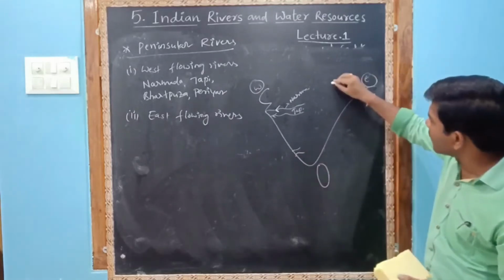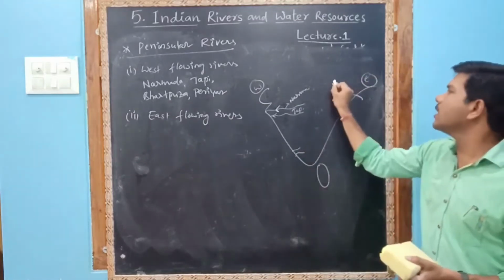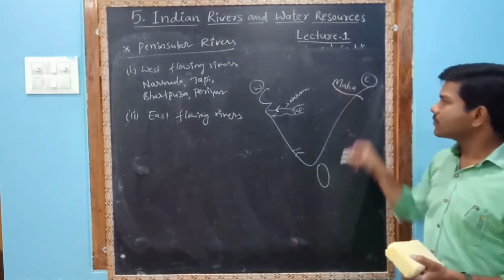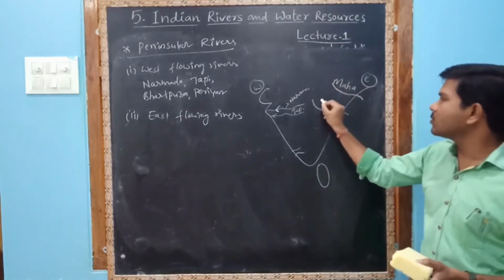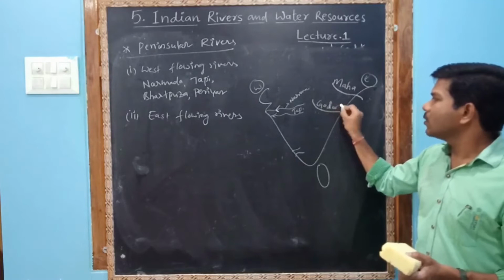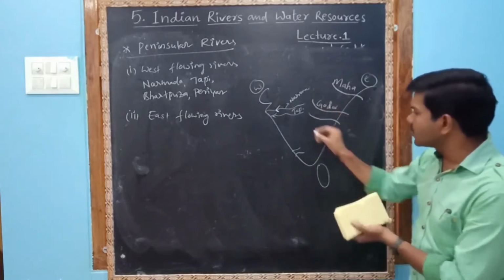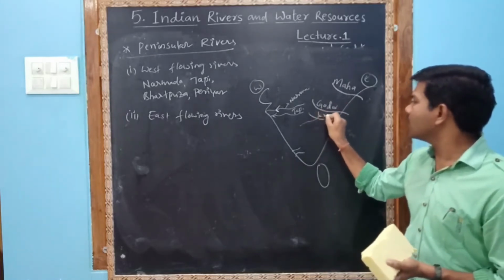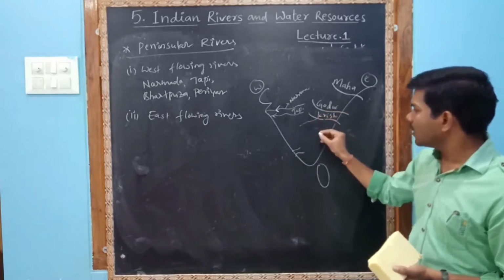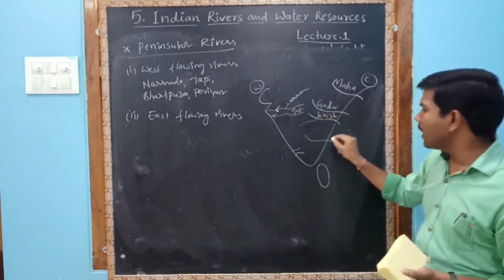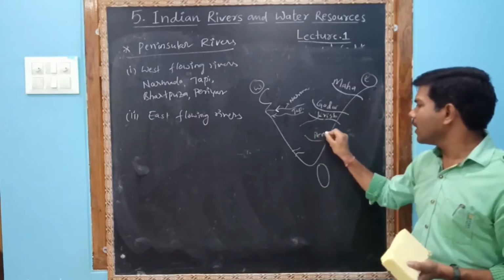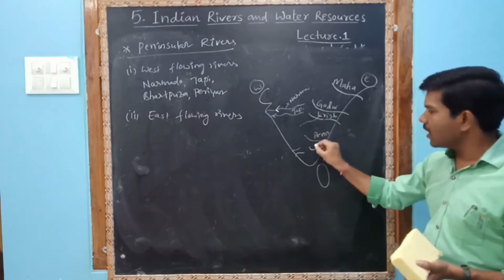East flowing rivers are, this is Mahanadi. I am writing here Mahanadi. This is Mahanadi. And this is Godavari. This is Krishna. Okay? Next up, Penna. And Kaveri.